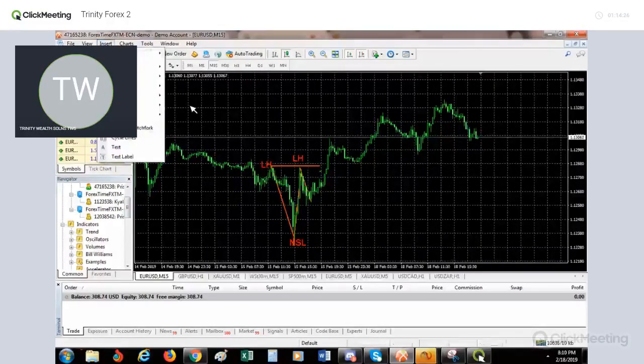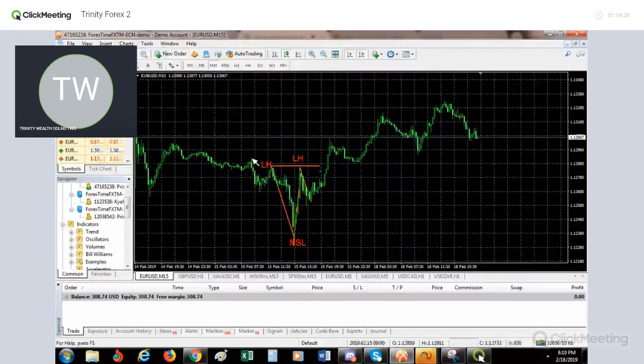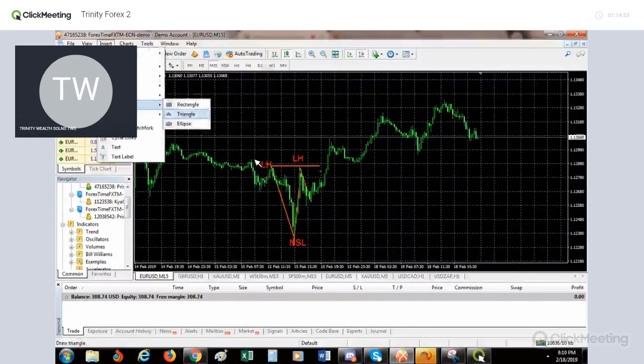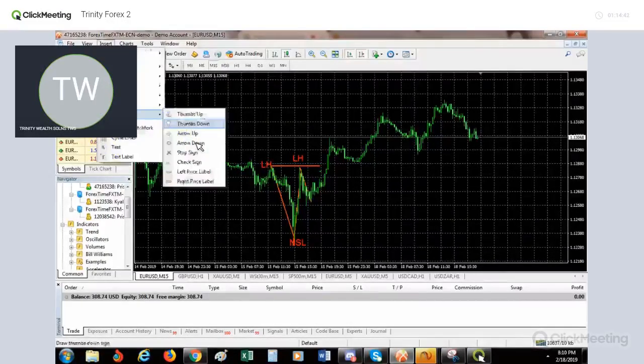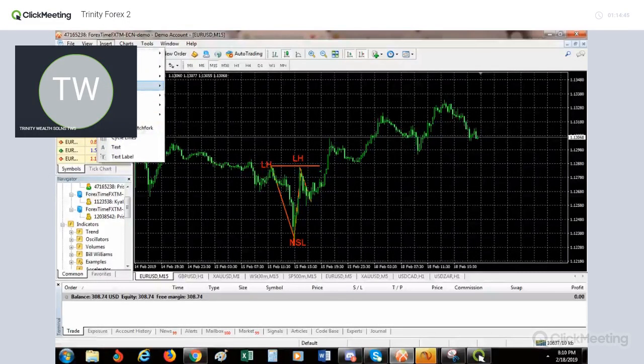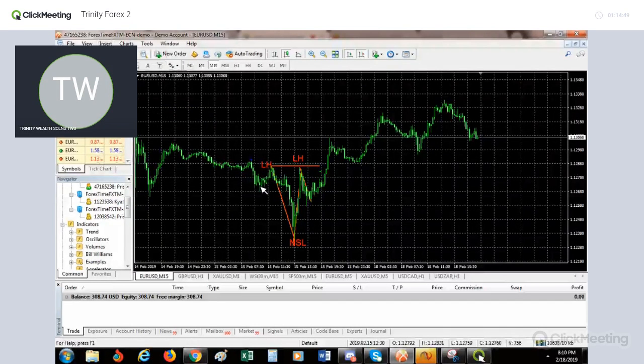This thing never draws my inverse head and shoulder nicely. I don't know why the Euro USD refuses. Or what am I picking? Oh, triangle, sorry. So the problem is not the machine. Yeah, even after marking it has refused. You can see that. Because when I do that, just print it. Triangle. From there to there to there. It's refused.